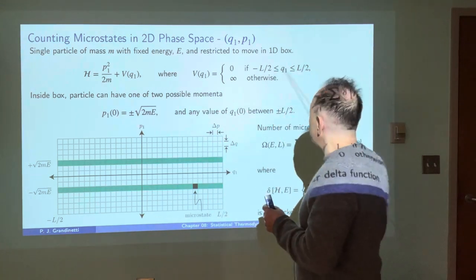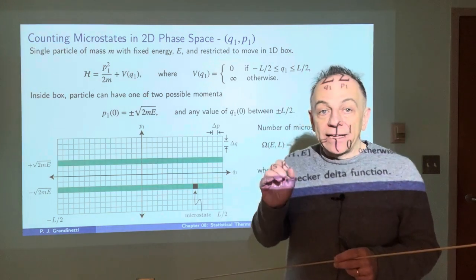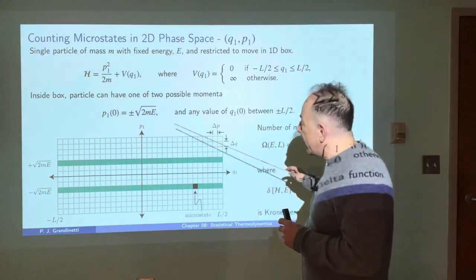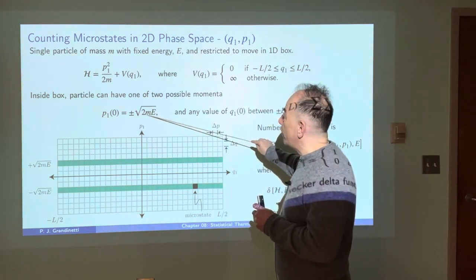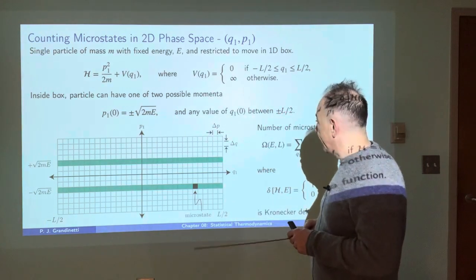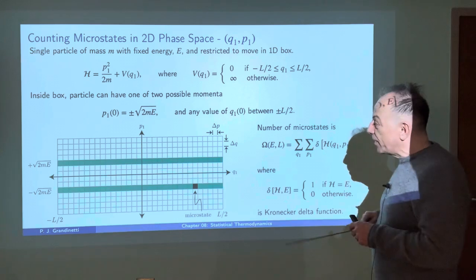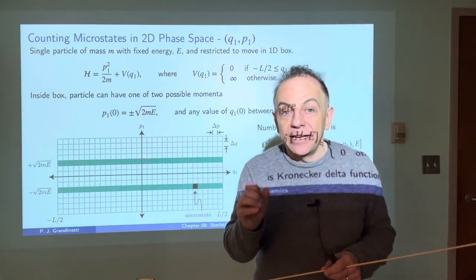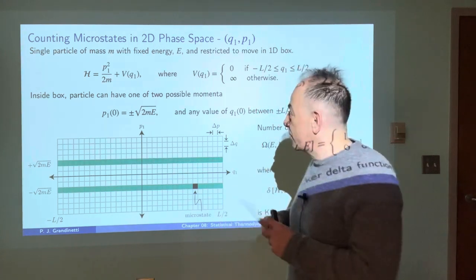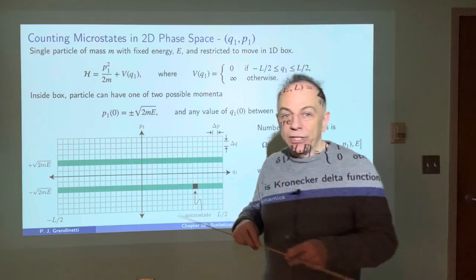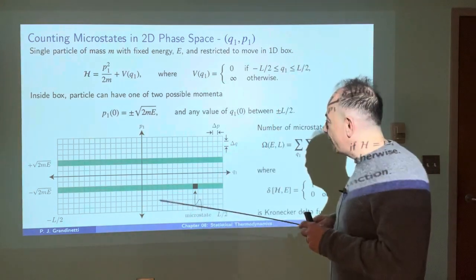So with this potential energy function and this Hamiltonian, we know that if the particle has a fixed energy, E, then it can only have momenta of plus or minus the square root of 2mE, okay? And it can have any value of q between plus or minus L over 2. So if we create a phase space for this simple case, a single particle moving in one dimension, which has the coordinates momentum and position, then that's a two-dimensional phase space. So that's easy for us to visualize.